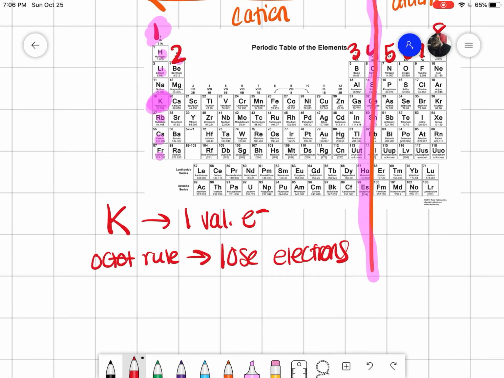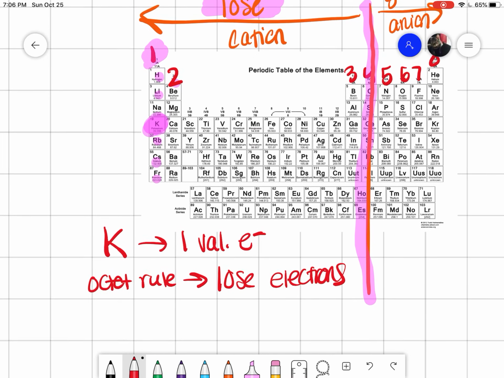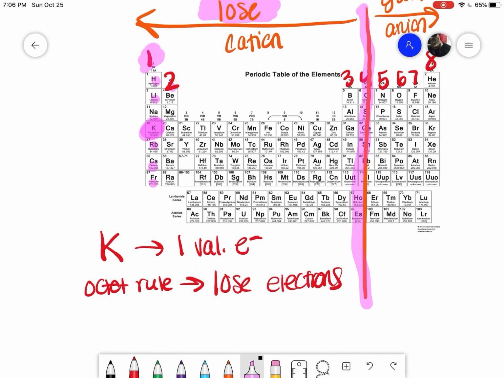Our last question, it was asking us if it was a cation or an anion. And looking at the periodic table, you can tell because it's on the left side, it is a cation. But what that means is that it is positively charged. And that is because we got rid of some negative, and then our atom is left with more positive particles. So we got rid of a negative.